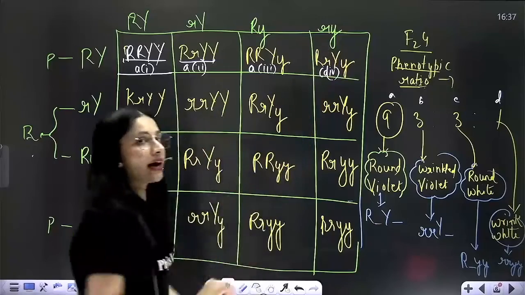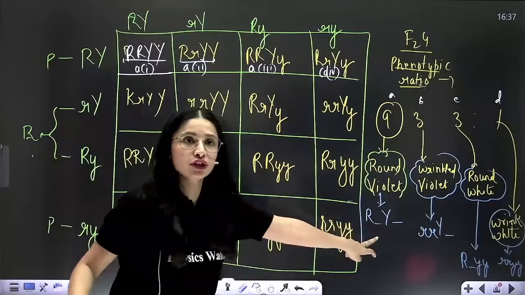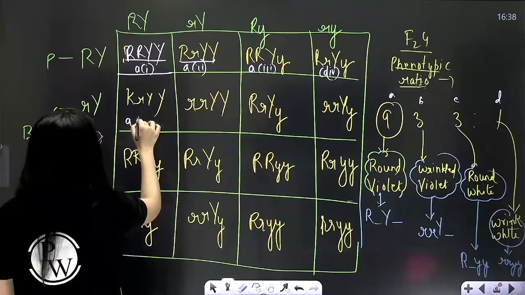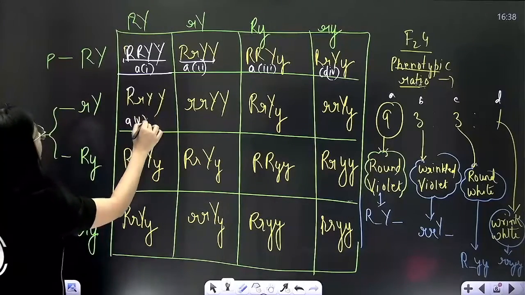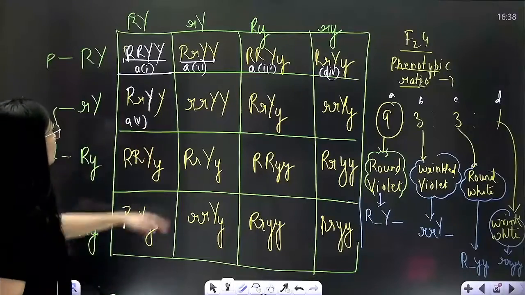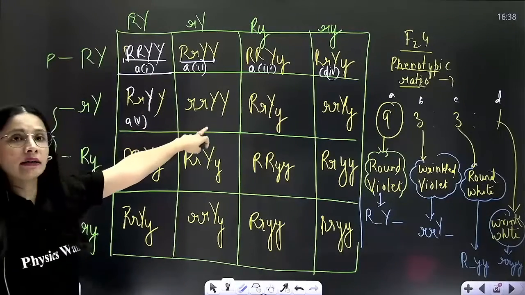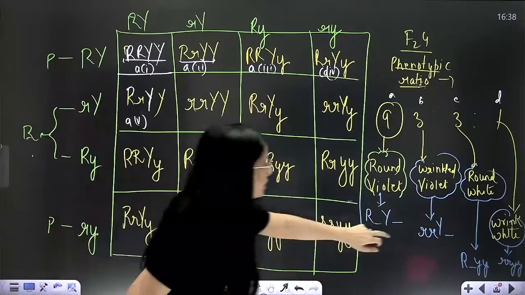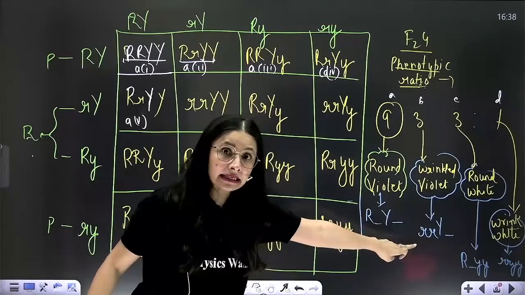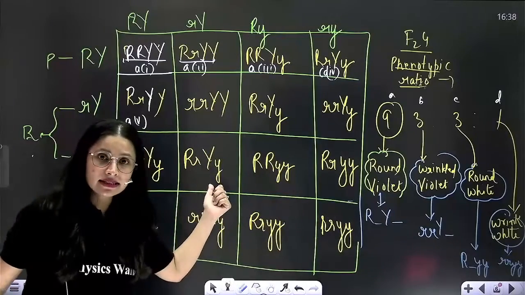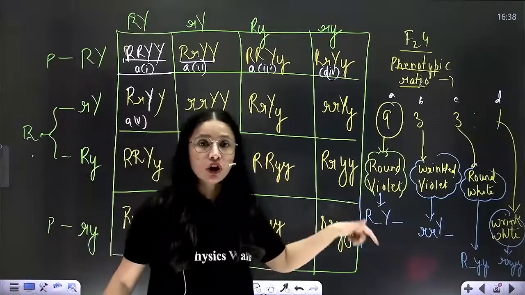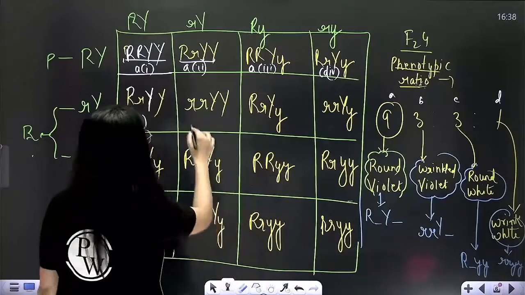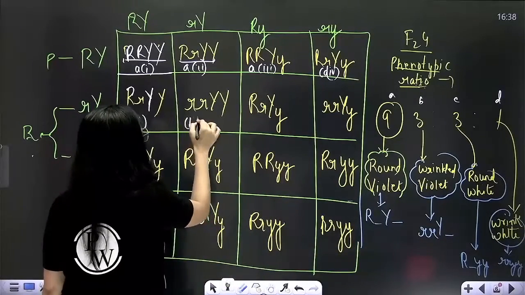How? Round and violet. Both are heterozygous, coming in my first genotype. Fifth. This is fourth. Fifth. Round and violet, correct? But if you see this combination, beta, this genotype is matching my second condition, where R is in recessive state and Y is in its dominant state, maybe homozygous dominant or heterozygous dominant. So this is B1.